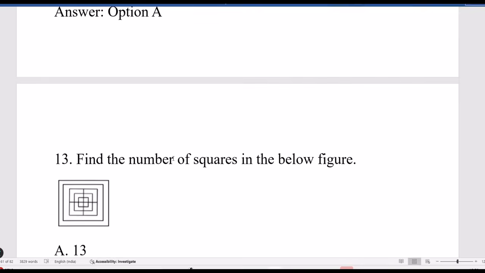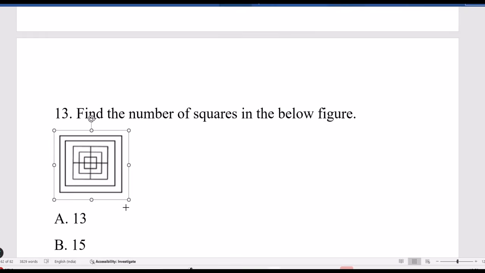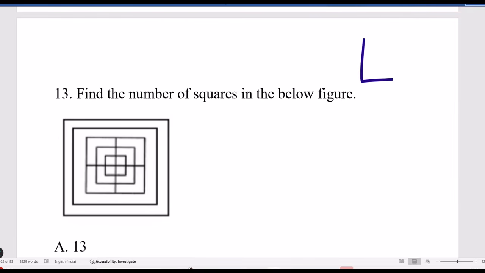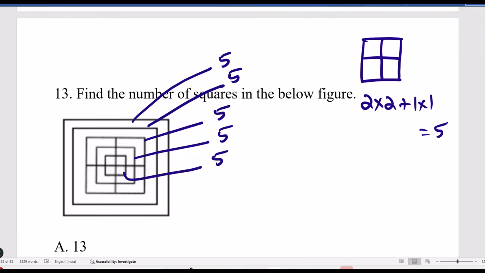Next, the number of squares in this diagram. They may give some diagram and we need to identify. So this is 2 rows, 2 columns. The number of squares in this diagram is 2 by 2 plus 1 by 1, which is nothing but 5. This layer will give 5, this layer will give 5, this outside layer will give 5.